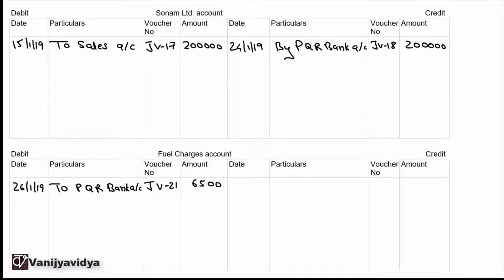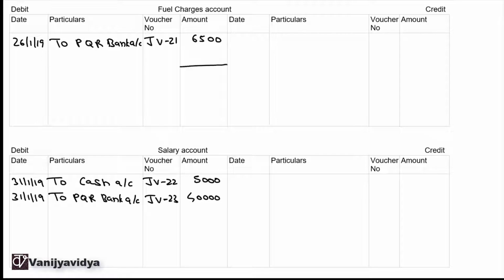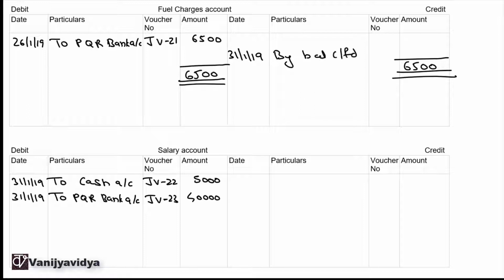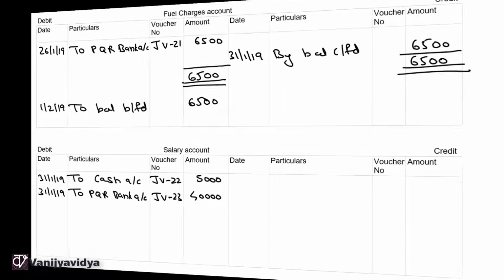Now the next ledger account. Sonam Limited account. Total of debit side is 2 lakh, total of credit side is 2 lakh. So there is no balance which is carry forward. We just write the total. Now the next ledger account. Fuel charges account. Total of debit side is 6,500, total of credit side is 0. So 6,500 on both the sides. Then on the credit side, 31st Jan 2019, by balance carry forward 6,500. On 1st Feb 2019, on the debit side, to balance brought forward 6,500.